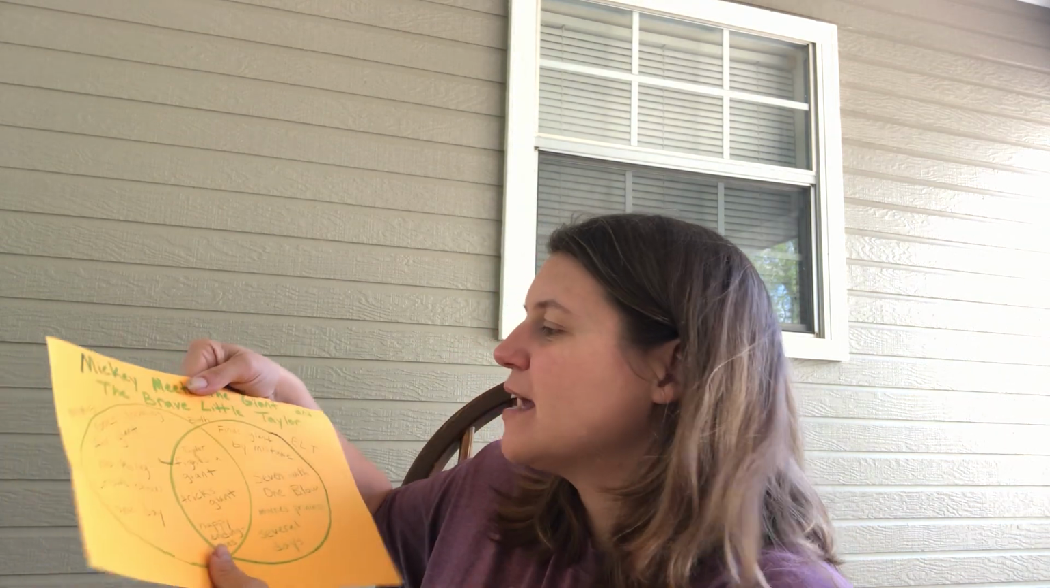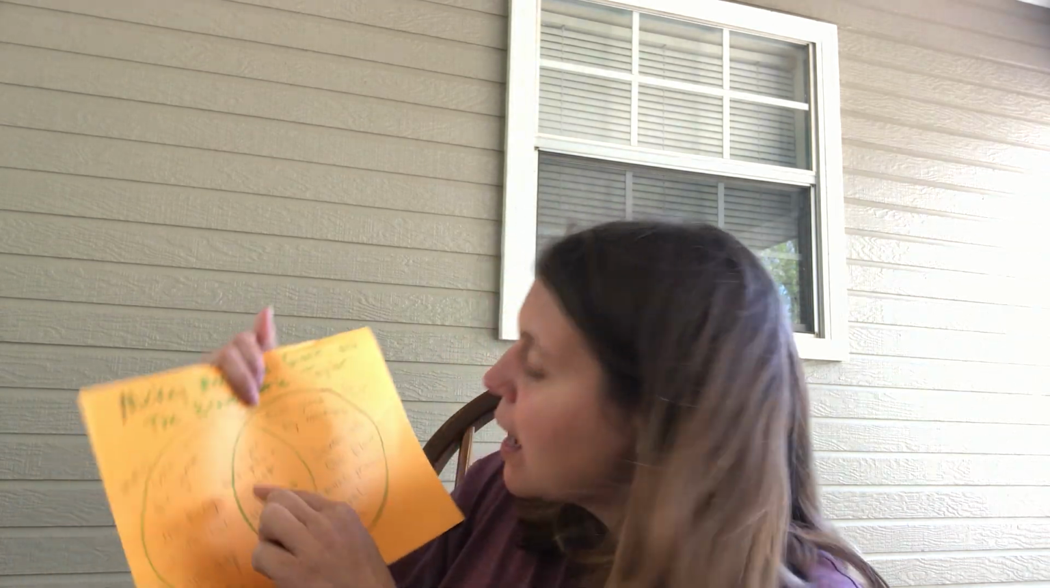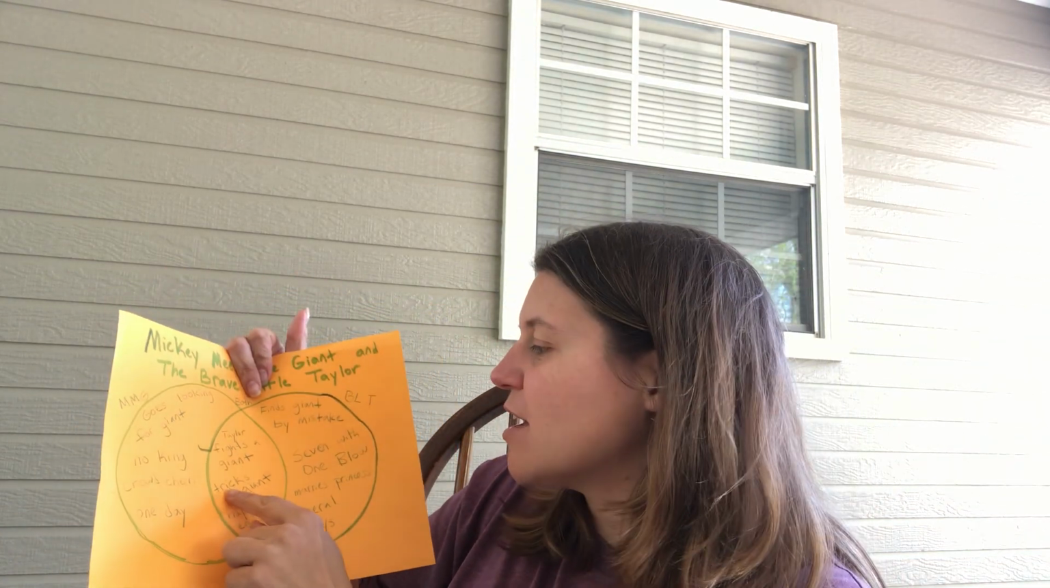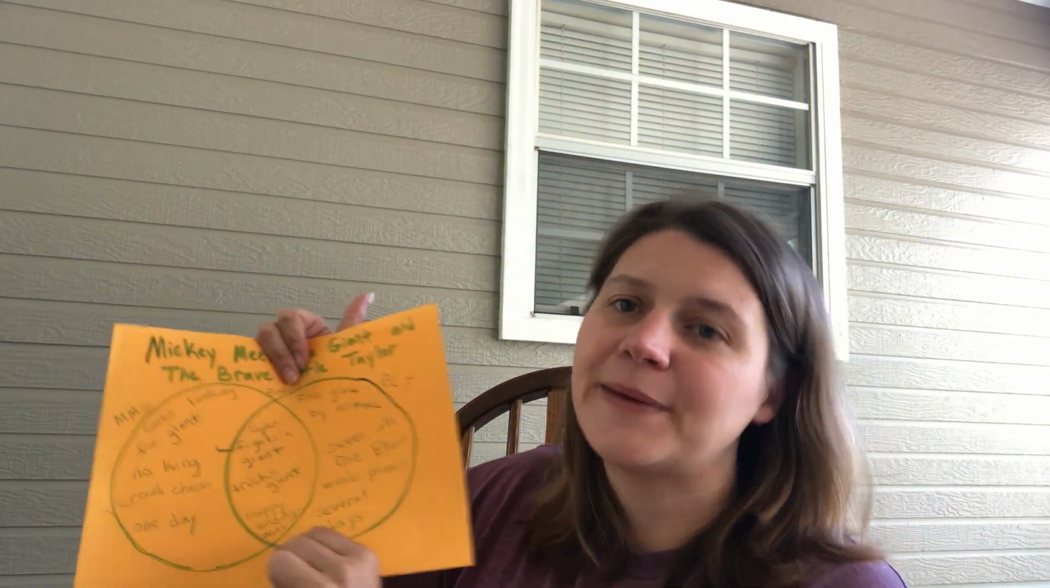So here in the center of the overlap of my 2 circles, I've got the 3 similarities. It says, in each of these stories, the tailor fights a giant. A tailor is someone who makes clothes. In each of these stories, the tailor tricks the giant, and in each of these stories, there is a happy ending in which the tailor defeats a giant.